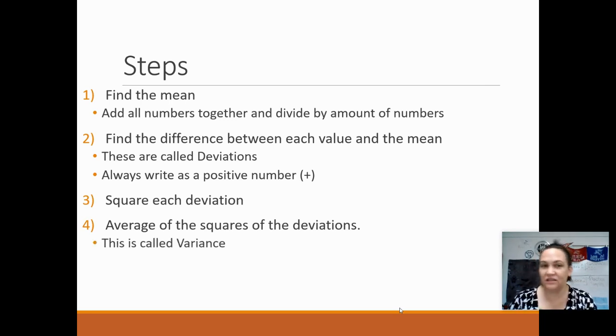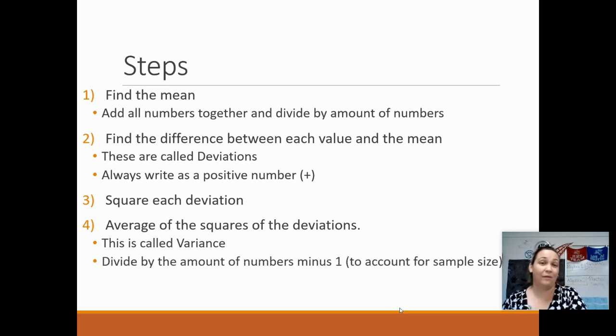Now, when we're finding this average, we're actually not going to divide by the same amount of numbers that we had in the list. We're going to divide by that amount of numbers minus one. This accounts for sample size. So if you had 20 numbers in the list, when you're finding your variance, you're going to divide by 19 instead of 20. For the mean, you can still divide by 20, but for the variance, you're going to divide by 19, or whatever the number is minus 1.